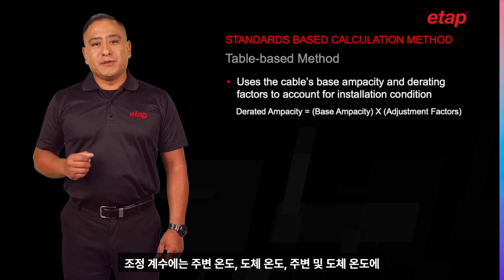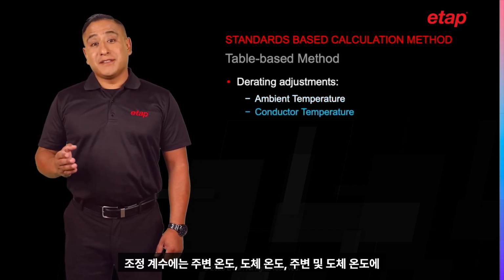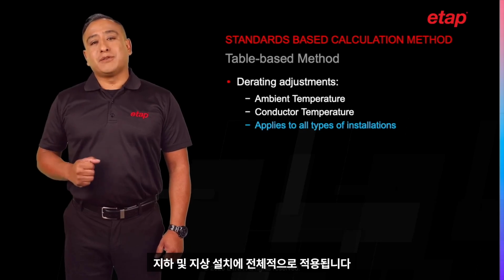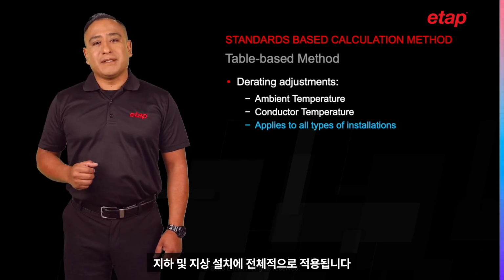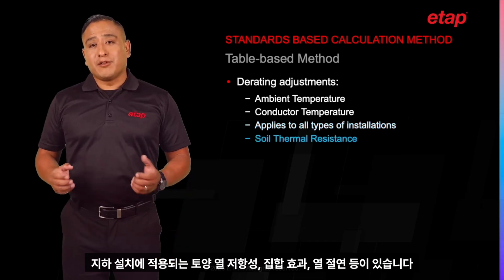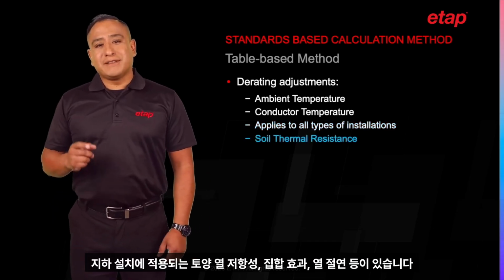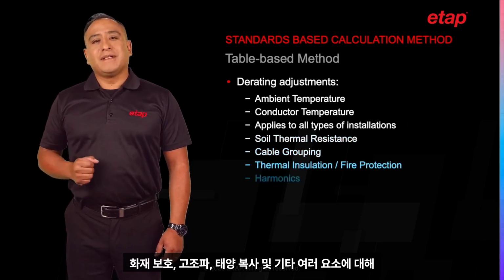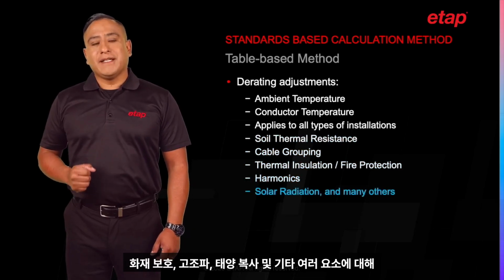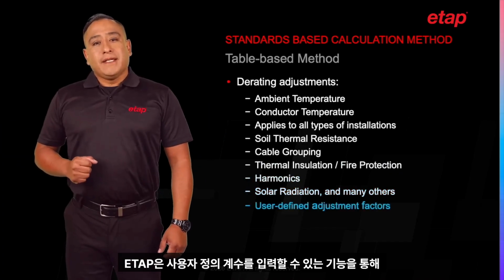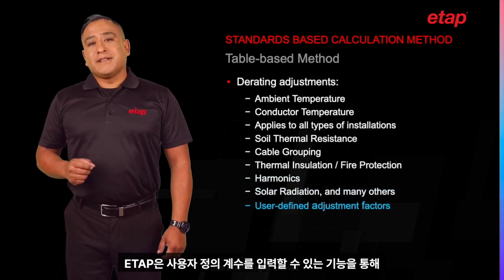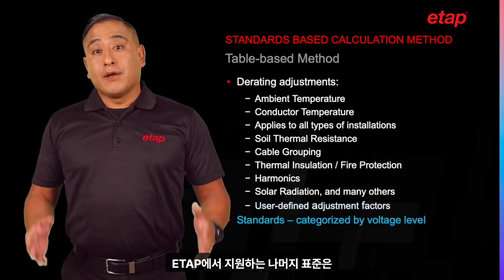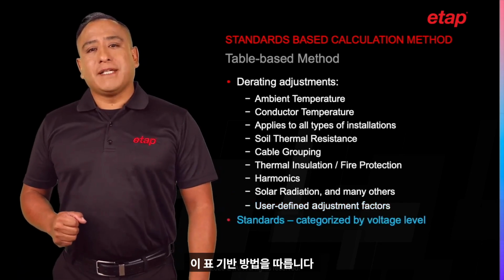The adjustment factors include ambient temperature, conductor temperature, derating factors for ambient and conductor temperature, which are globally applicable to all types of installations, underground as well as above-ground installations, soil thermal resistivity, which is applicable to underground installations, grouping effect, thermal insulation, fire protection, harmonics, solar radiation, and many others. ETAP also provides consideration for any additional adjustment factor through the ability to enter a user-defined factor. The rest of the standards supported in ETAP follow this table-based method.